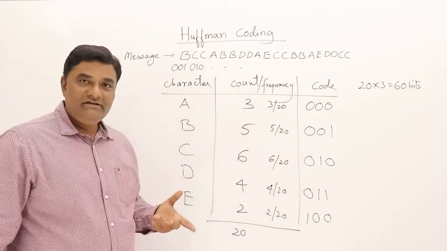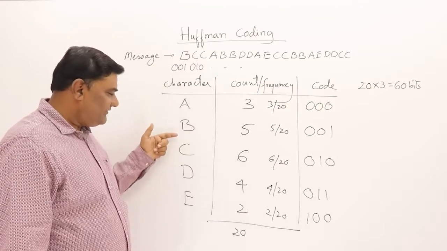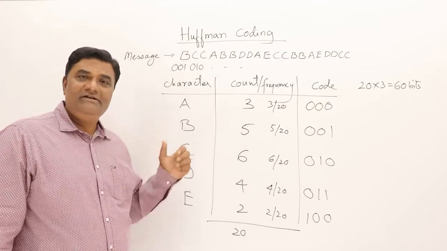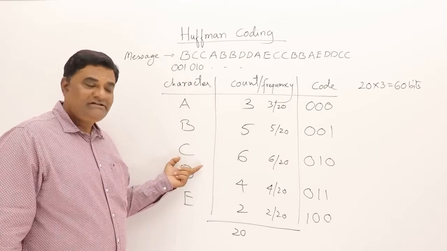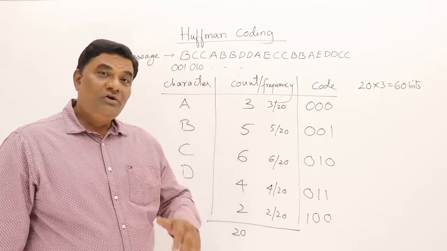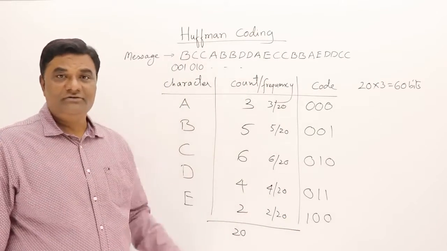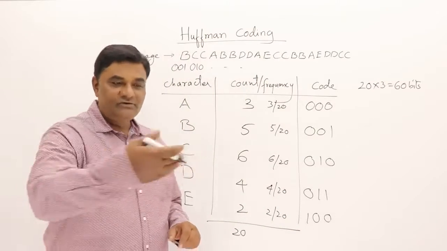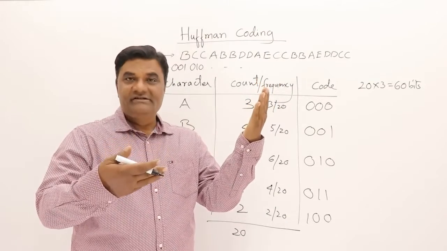00 means A only, is it? See, for making it easy, I have taken the alphabets A to E here. The alphabets can be anything. This can be A, this can be M, this can be O, this can be Q. Then how can I know which code is for what? So I should also have the codes, that is this table, along with the message. So this is the encoded message and this is the table. Use this table to decode the message.